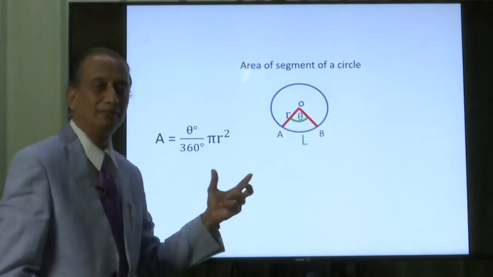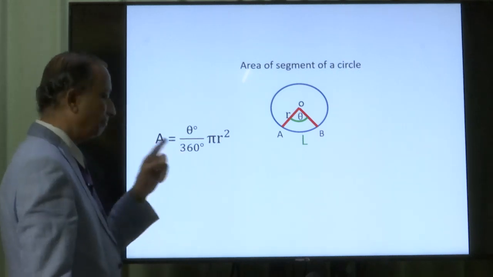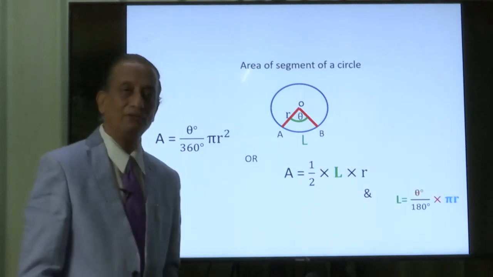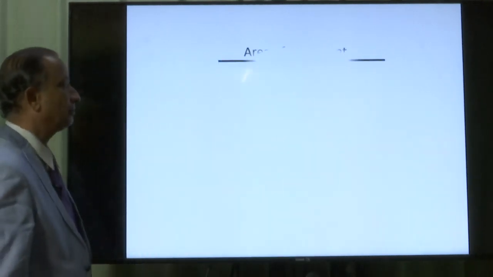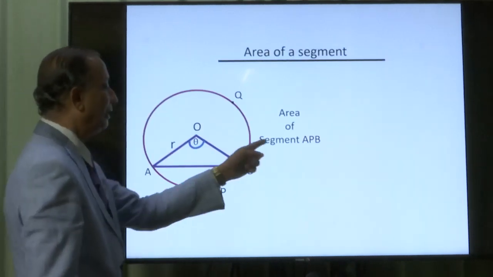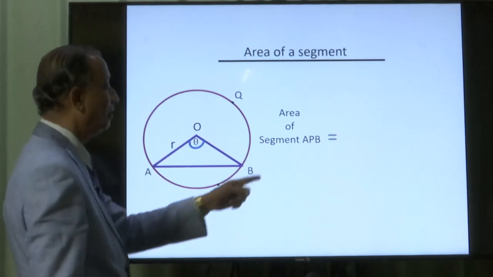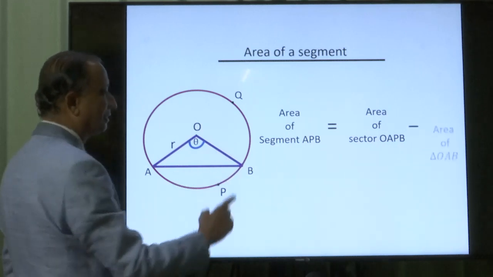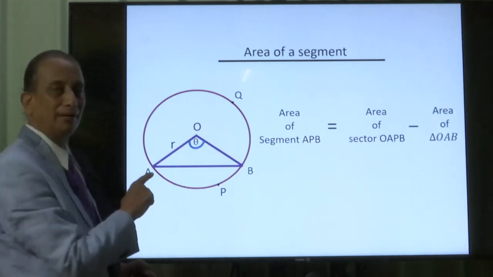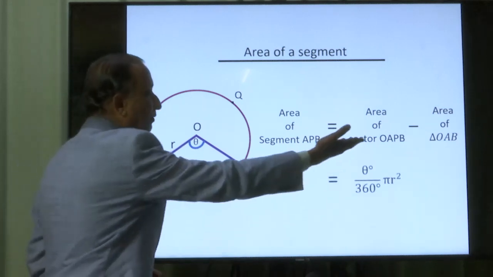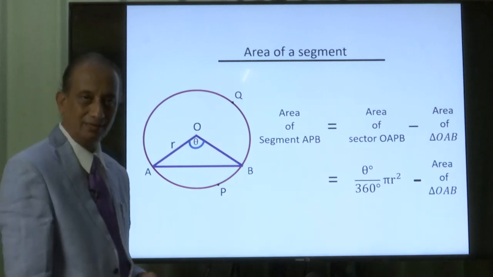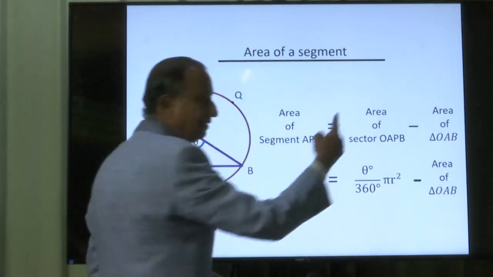We can just sum up the three formulas like this. Area of a sector is theta by 360 degrees times pi r square, or half into L into r, and the length of the arc is equal to theta by 180 times pi r. Now, if you want the area of the segment APB, this minor segment, what do we have to do? You have to take this whole sector and subtract the area of the triangle, and that will give the area of this minor segment APB. It can be written as theta by 360 degrees times pi r square minus the area of the triangle. After 2-3 slides, I am going to tell you how to find the area of a triangle also. I will take you through that later.